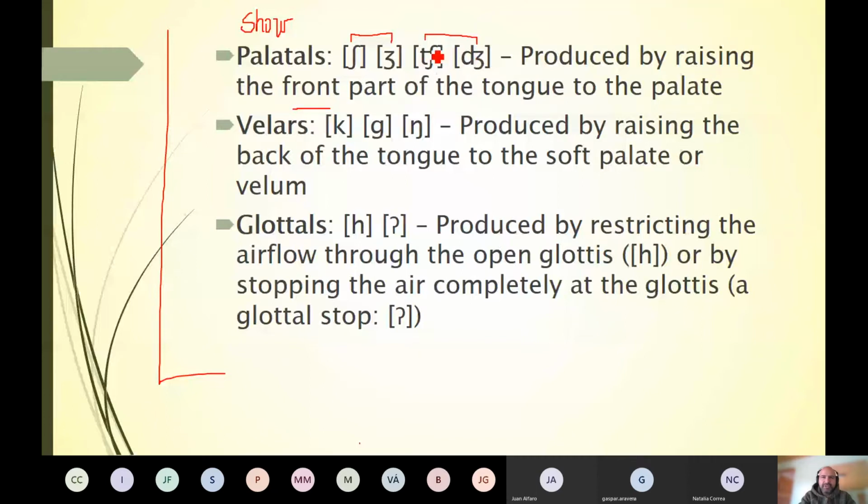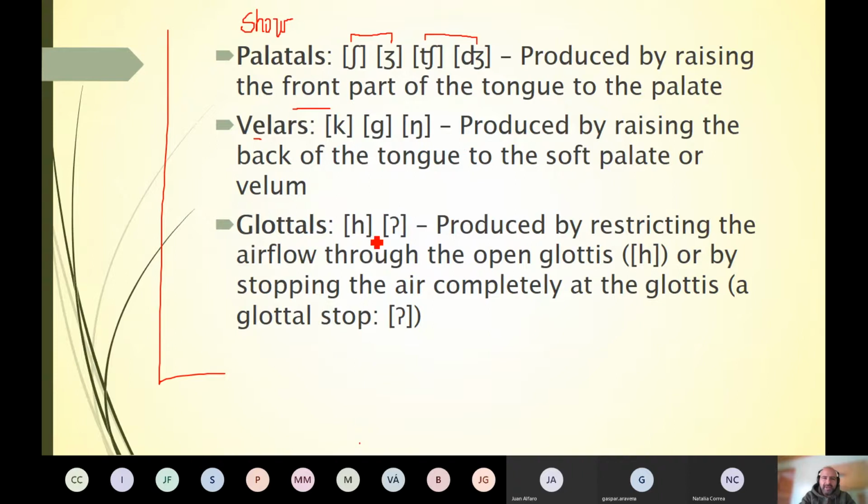And ch and j, the two sounds that come now, are considered palatals by some authors. Others consider them post-alveolars, right? And are produced by raising the front part of the tongue as well to touch the hard palate. Velars, right? Velars, k, g, and ng, are produced by raising the back of the tongue, right?